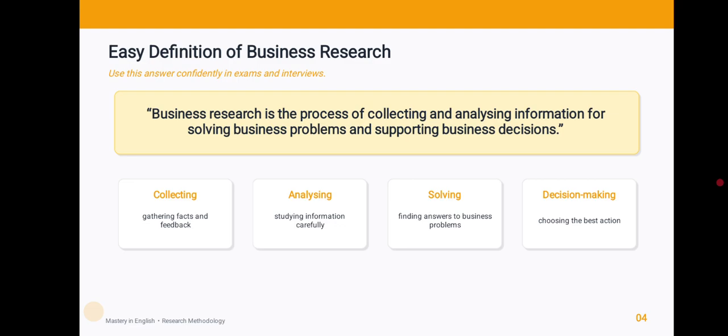Second term that we used in the definition is analyzing. Analyzing means studying that information carefully. Next term we used here, solving. Solving means finding the answers to the business problems. Next term we used here, decision making. So what is the meaning of decision making? Decision making means choosing the best action for a business. So business research helps a company to understand the problem and take the right decision.